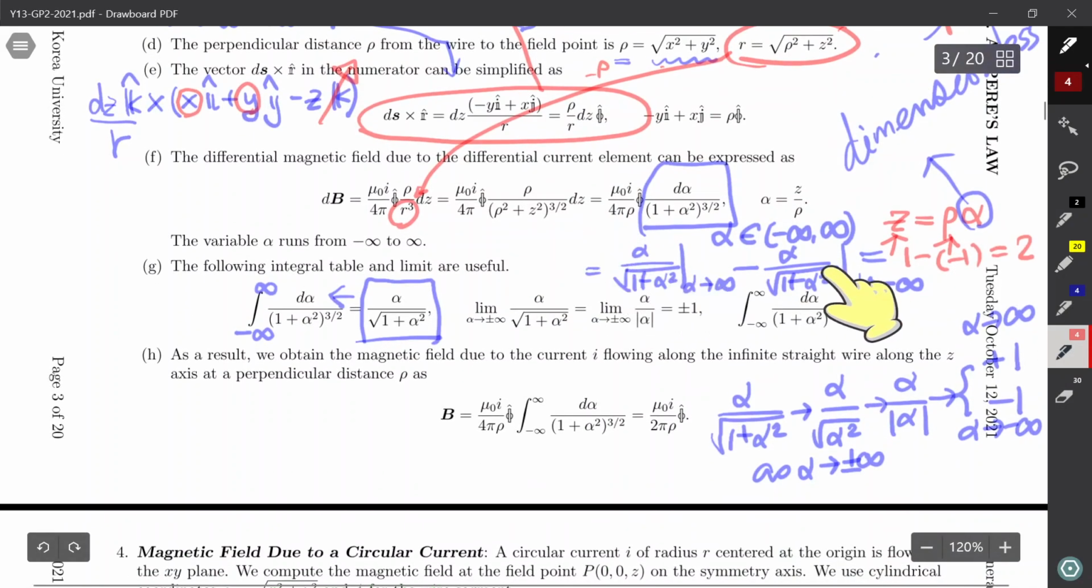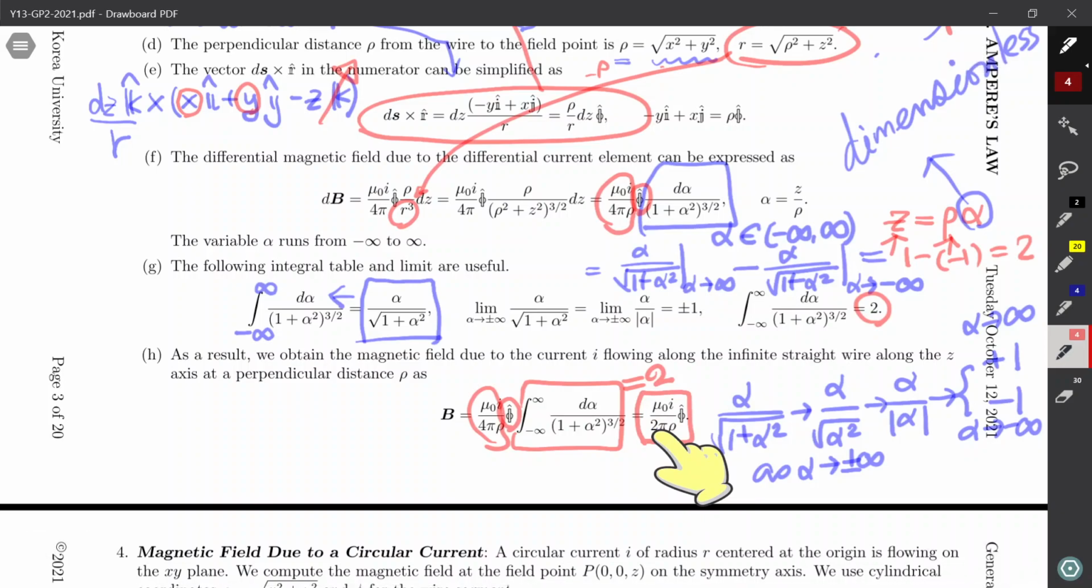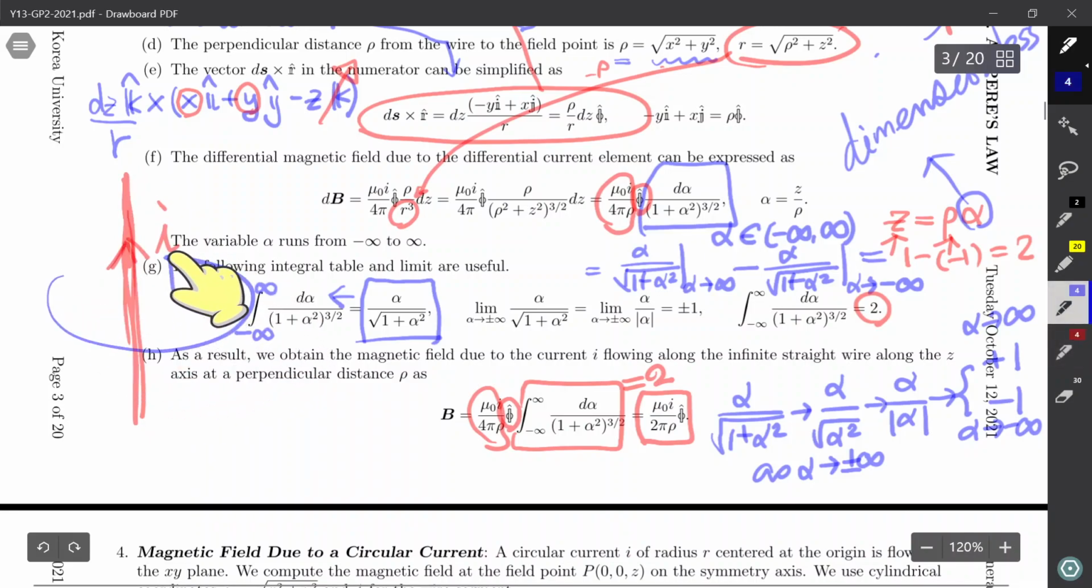Now, we have the overall factor and the constant unit vector, as this integral equals 2. And if we multiply by 2, we end up with the final result for the magnetic field that is generated by a straight current along an infinite wire. Then the magnetic field is surrounding the current, and its magnitude is this.